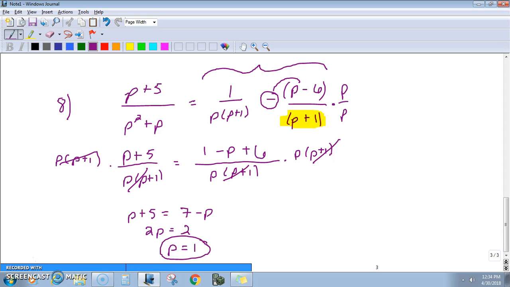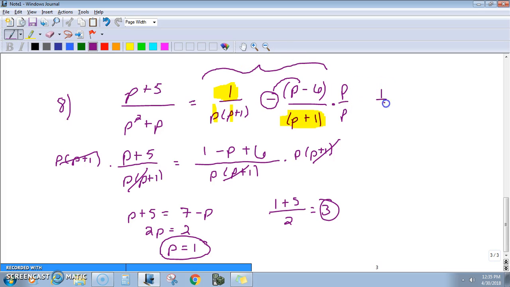So p equals 1. Right? So p is equal to 1. Let's see, what does that make the left-hand side? That would make the left-hand side 1 plus 5 over 1 squared plus 1, which is 2, which is equal to 6 over 2, which is just equal to 3. So my left-hand side is 3. Let's make sure that that's what my right-hand side is equal to. So 1 over 1 times 1 plus 1, so 2, so 1/2.